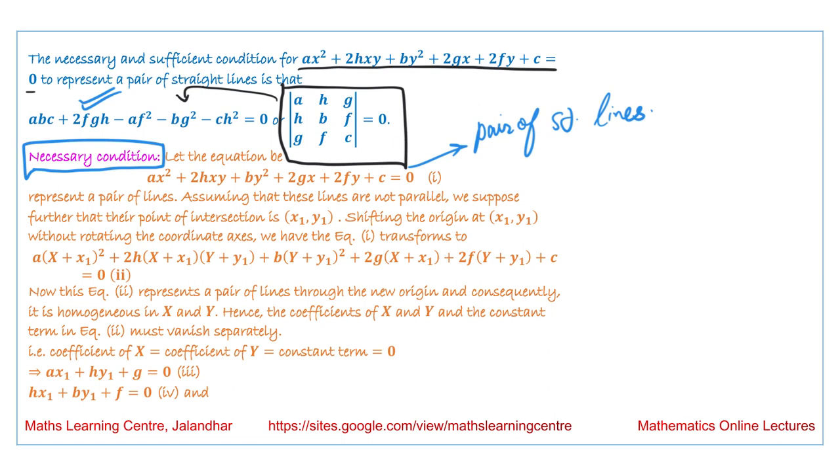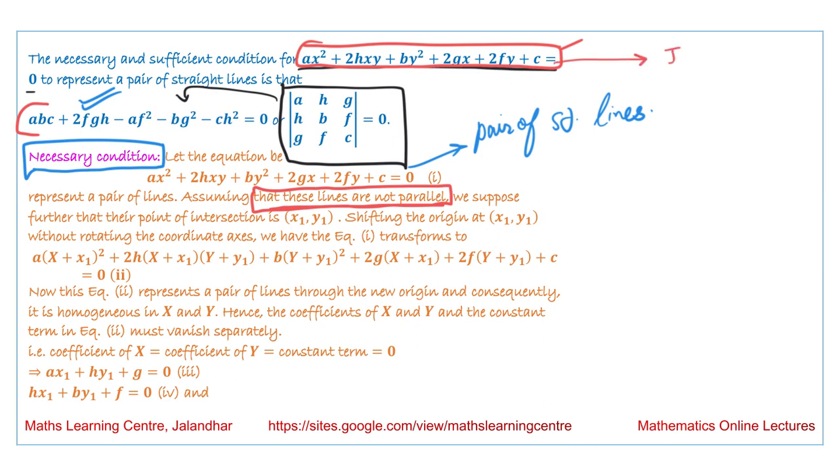Suppose the first condition we are assuming is that the two lines this second degree equation represents are not parallel to each other. If the two lines are not parallel, then they will intersect at some point. Suppose the point of intersection is x1 comma y1.